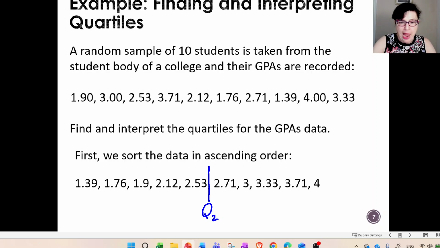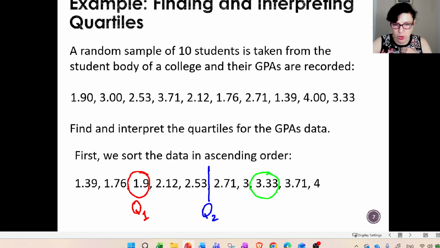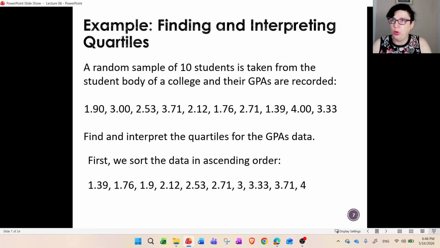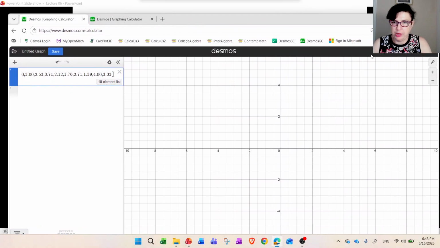That's the median. And then for the bottom half, which is the left side, we find the median again. And in this case, it's going to be this one right here. That's going to be your Q1. Okay, that's 1.9. And then for the top half, you're going to get this number right here. That's going to be your median of the top half, and that would be Q3. So your Q1 is 1.9, and your Q3 is 3.33. Okay, so with that said, let me show you how to compute the quartiles in Desmos.